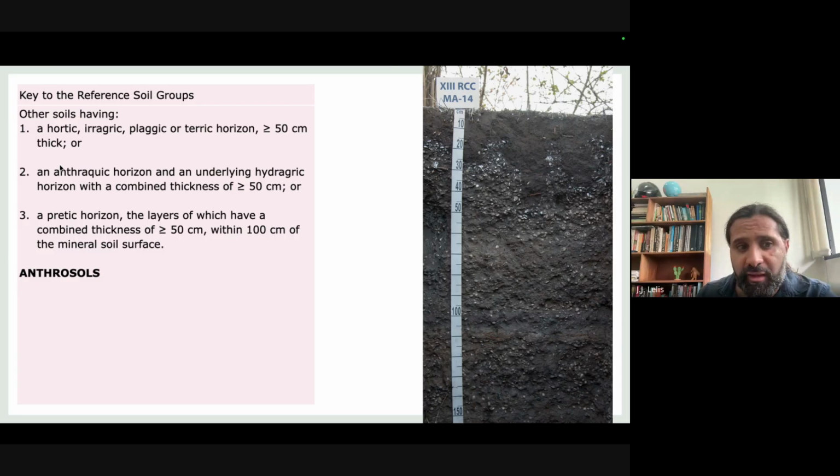So that is the case of this photo. Okay, we have a pretic horizon, in this case with much more than 50.